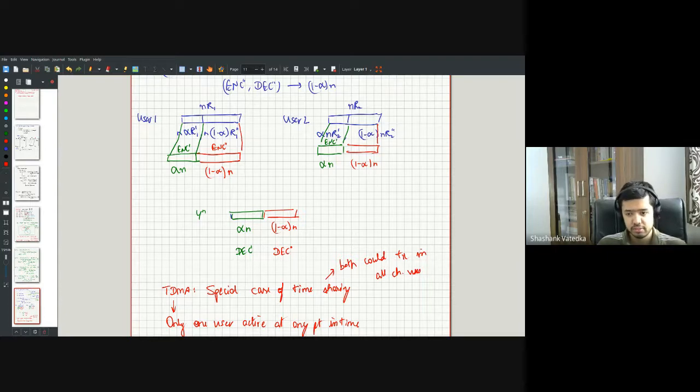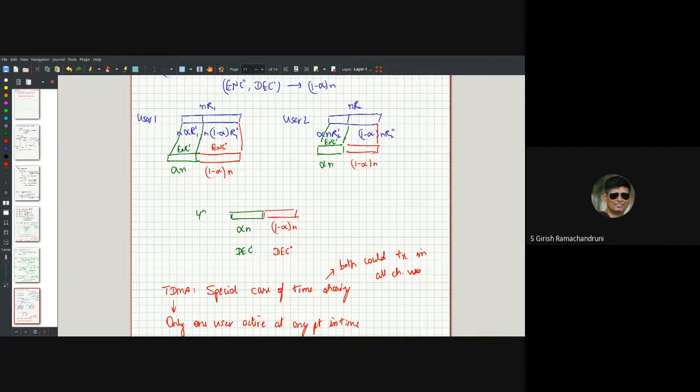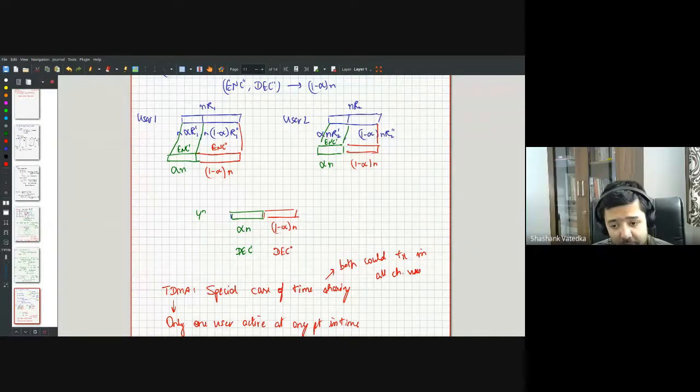Then of course, there is, yes please. I was just asking, let's suppose one particular user in that particular group is actually transmitting, then there may be a mismatch when it is actually decoding using this decoder prime, right? So such kind of mismatches may occur. Mismatch due to what?